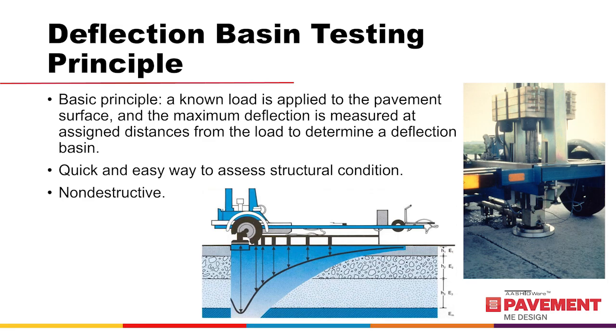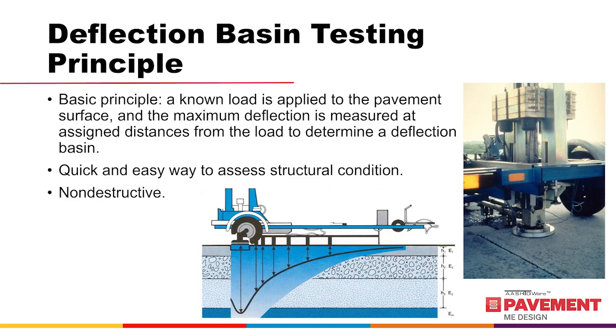So, let's first discuss and overview the principle of deflection basin testing and why deflection testing is important. The basic principle of deflection basin testing is to apply a known load to the pavement surface. The picture on the right shows an impact load applied to the pavement surface. That load results in the pavement deflecting, and the deflections are an indication of how stiff or strong the pavement layers and subgrade are. The schematic of the deflection basin shows the deflected pavement surface, obviously in an exaggerated form.